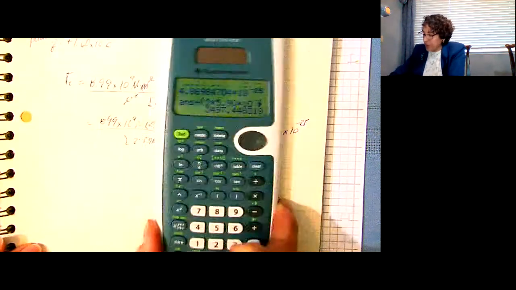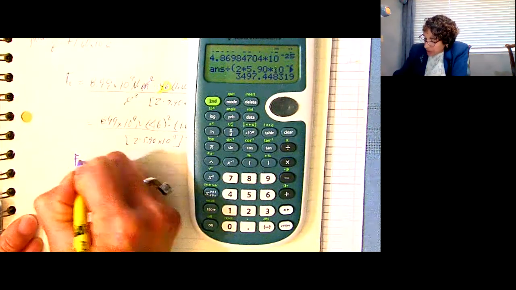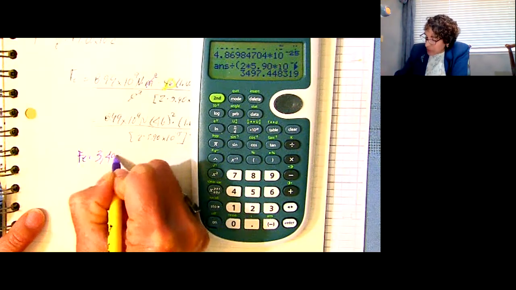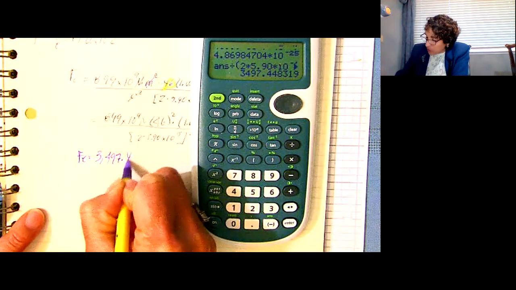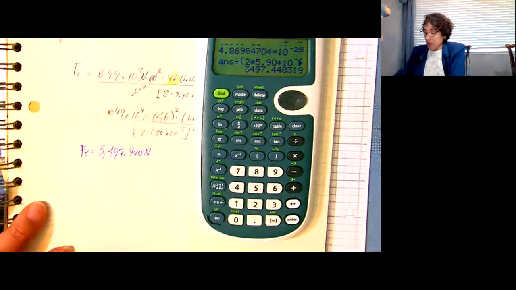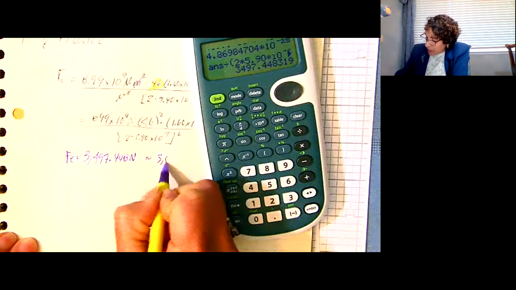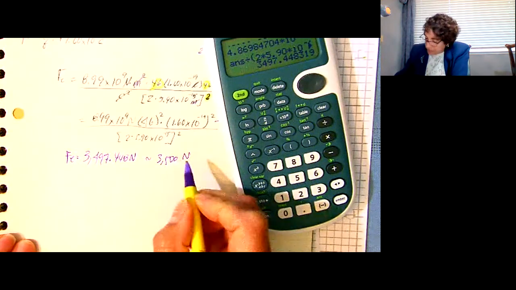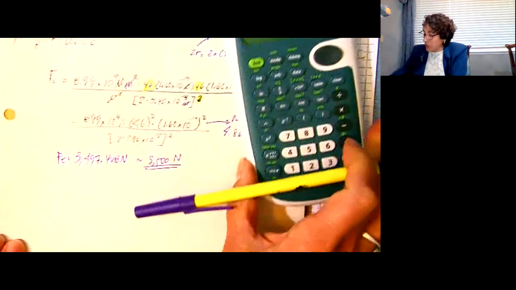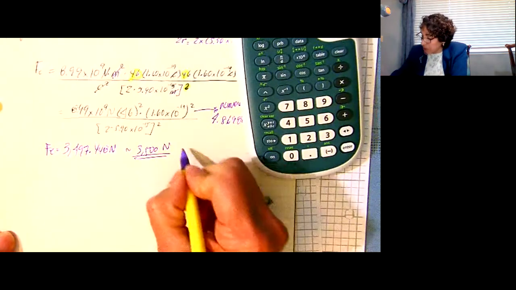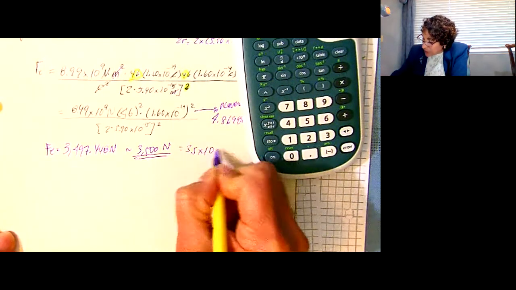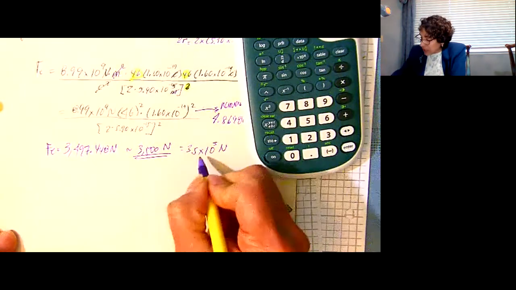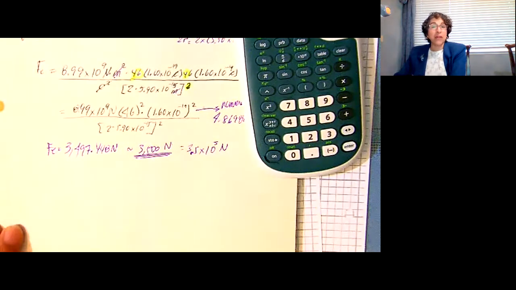3,497. That's a lot of force, huh? So the force here is 3,497.448 newtons. So we can say that's about 3,500, if we only needed 2 significant figures, 3,500 newtons. I know some of you guys really like scientific notation, so of course that would be 3.5 times 10 to the 3 newtons. Okay, 3.5 kilonewtons. But this is fine, 3,500 newtons.